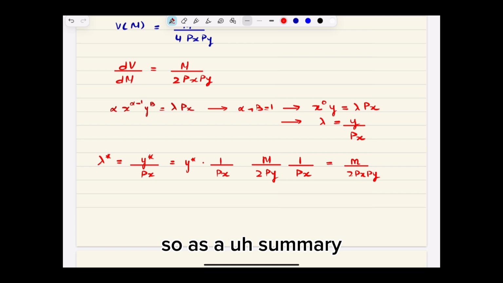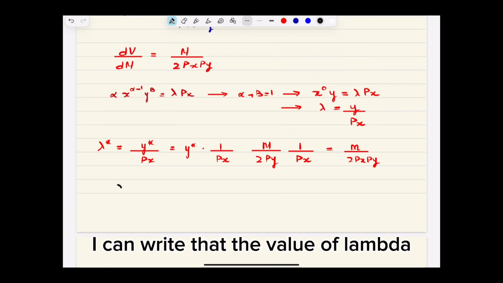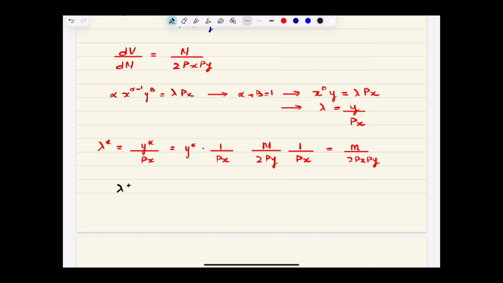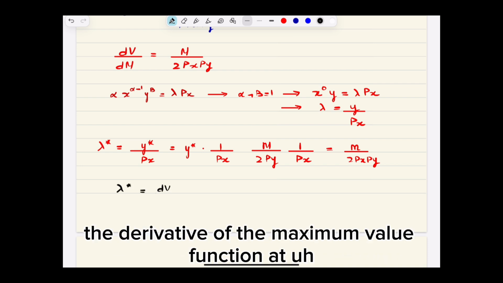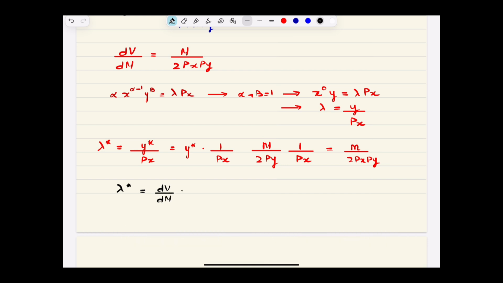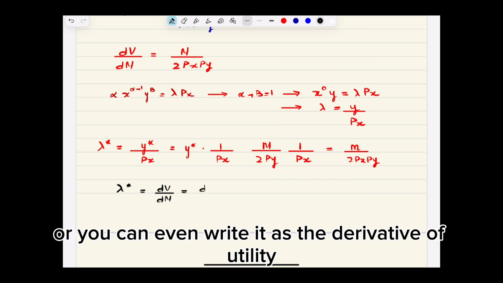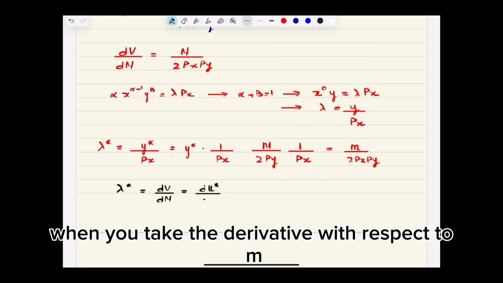So as a summary, I can write that the value of lambda at the optimal point is basically the derivative of the maximum value function when we relax the constraint, or you can even write it as the derivative of utility at the maximum point when you take the derivative with respect to m.